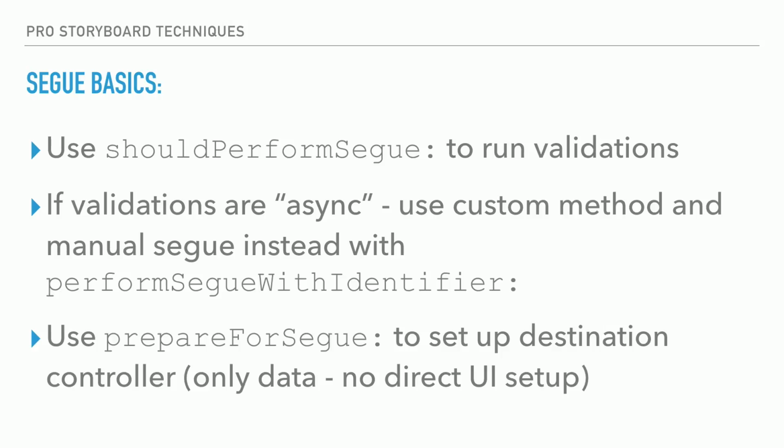And last but not least, use prepare segue to set up your destination controller. So this is where you do your dependency injection. But be advised, there is no direct UI setup. If you try to hit your UI elements in your destination controller, they're not there yet. So just pass along some data.